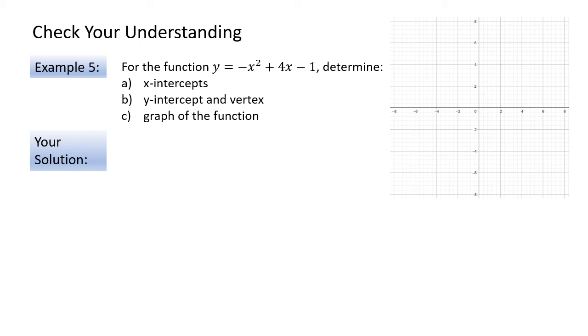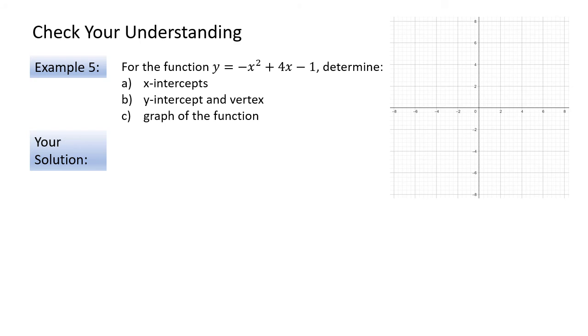Our next question, for the function y equals negative x squared plus 4x minus 1, again determine A, the x-intercepts, B, the y-intercept and vertex, and C, graph the function. What you're going to see here is your A value is negative. That's going to change how your graph looks. It's going to flip it into the other direction, so it's going to be pointing downwards instead of upwards. But we'll see that with how the numbers play out.